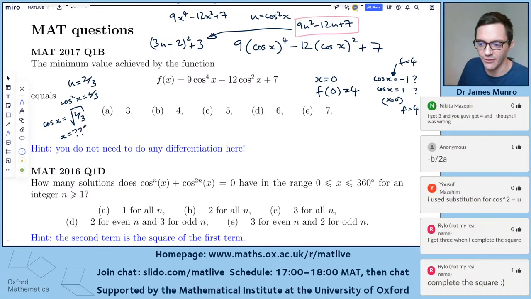I don't know what that number is. I probably wouldn't have guessed this value when we were checking values over here, and it was coming back as 4. I wouldn't have checked guessing root 2 over 3 as one of my cosine values. Weird. But that's the value. If you plug that value in, then when cos x is equal to root 2 over 3, the value comes back as 3. And in fact, that's the minimum of the function. This term that's squared is always positive, so it can't go below 3.